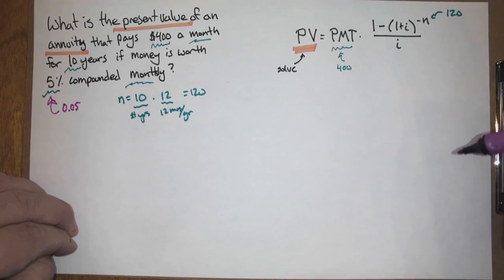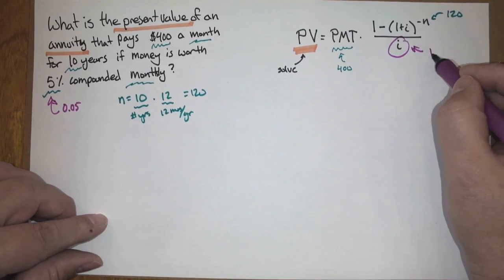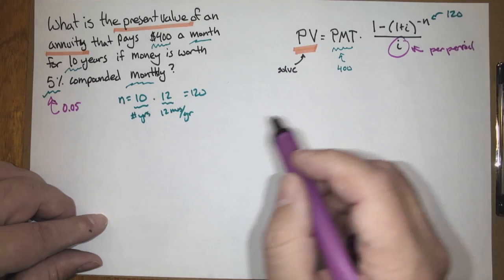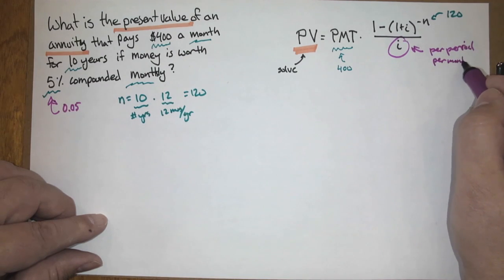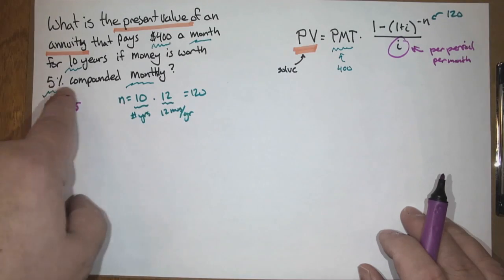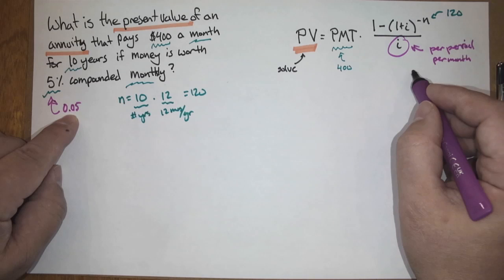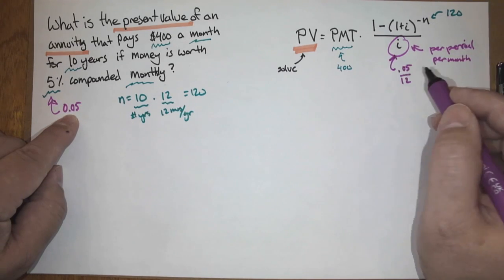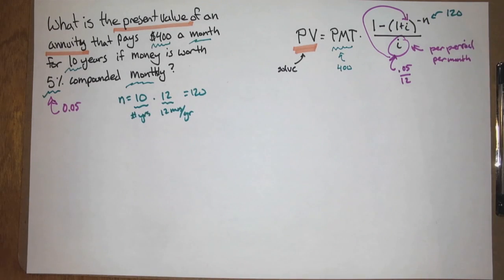But remember, this is the interest rate per period. So this is per period. So for us, we're doing monthly, so this really should be per month. And if you look, it does say 5%, but it's compounded monthly, which means it expects you to do it 12 times a year. So you break up that 5% into 12 equal pieces. So that's 0.05 over 12. And that also accounts for that other I. And we put it all together.